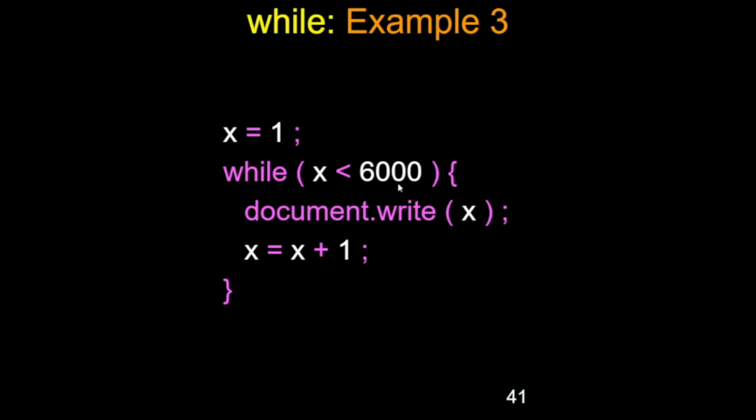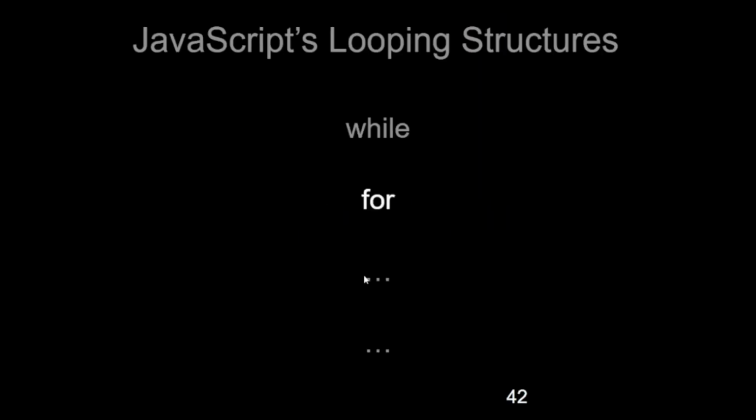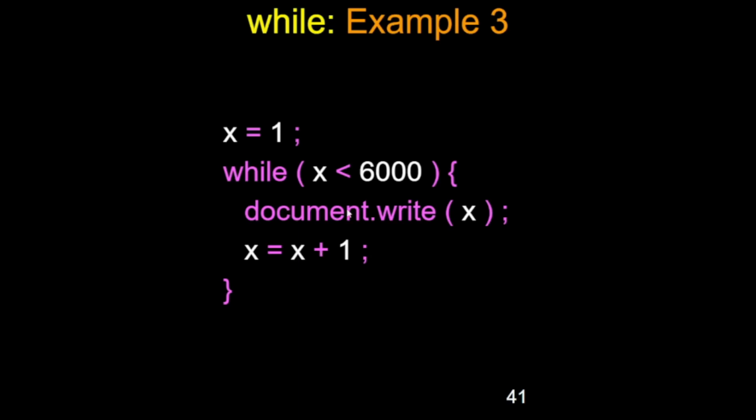Only then will it get out of the loop and execute all the statements in order that follow the while loop. Okay, now here's a question: can you tell me how many times this while loop is getting executed? It's obvious, it's 6000 times, maybe 5999 times.